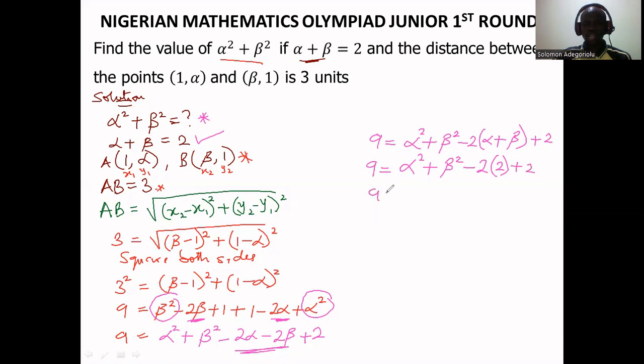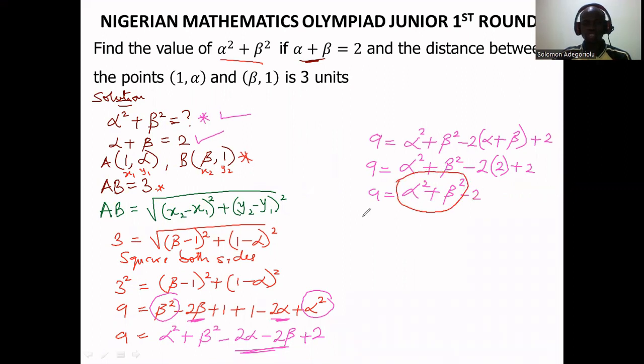Okay, this is 9 is equal to alpha squared plus beta squared minus 2 times 2. That's going to give us minus 4. So here we have minus 4. Minus 4 plus 2, we're going to have minus 2. Okay, if we have this, and from the question, we're looking for alpha squared plus beta squared, which is basically or practically what we have here. This is what we are looking for.